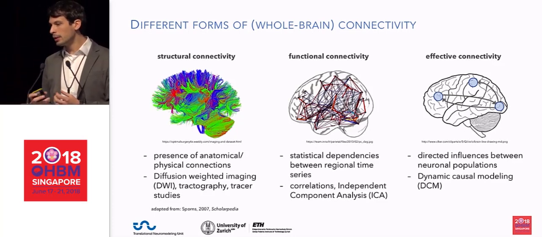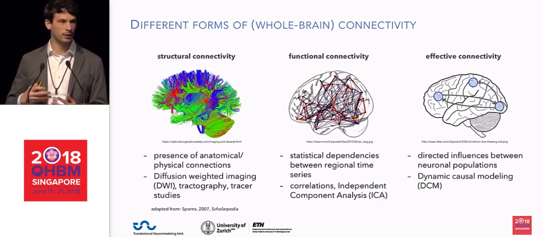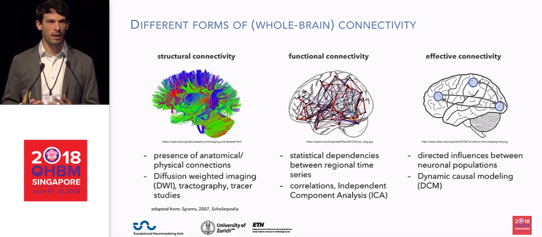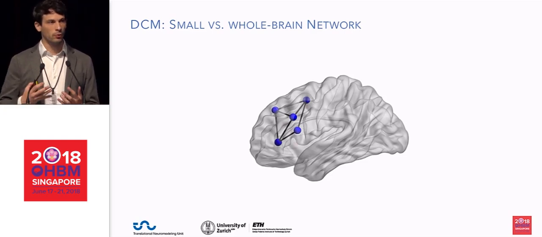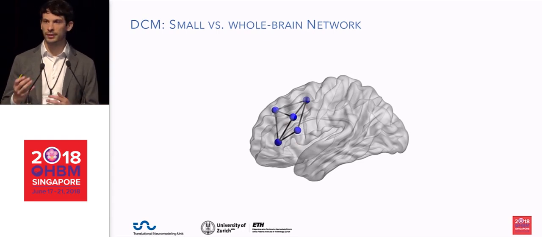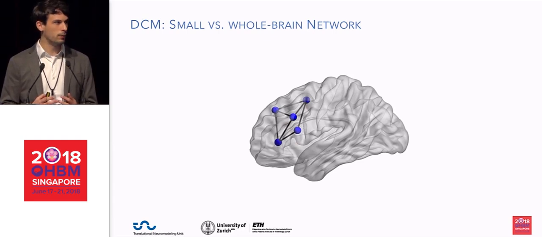And a very prominent tool that has been used rather frequently to study effective connectivity in the human brain is DCM, or dynamic causal modeling. And as I said, it has been used quite frequently in order to study the neuronal mechanisms that underlie various cognitive functions, both in health and disease, and has had some successes in doing so. But it's also subject to some fundamental limitations.